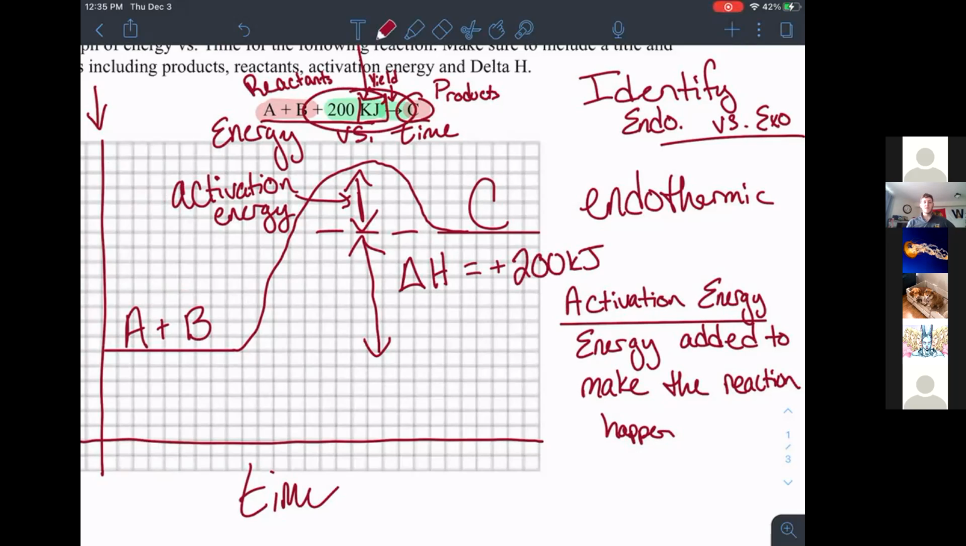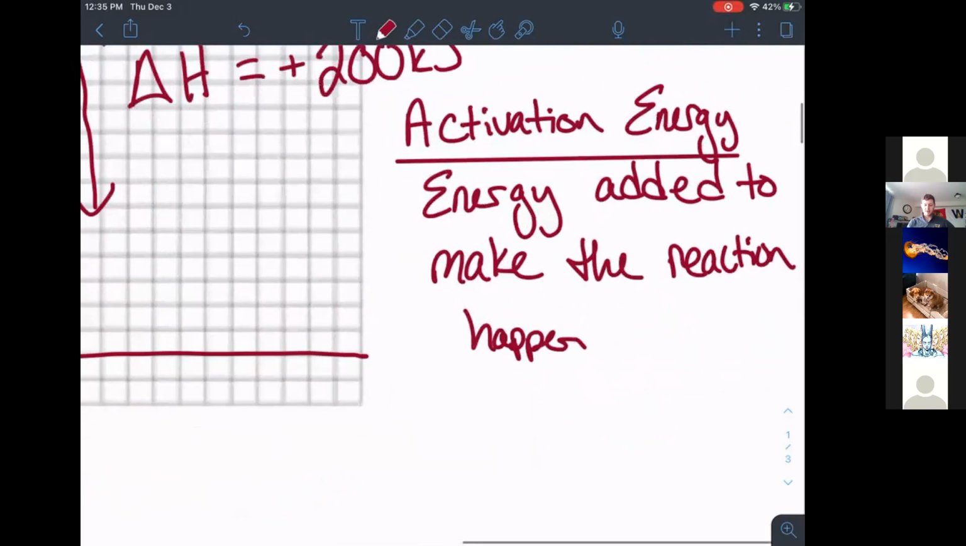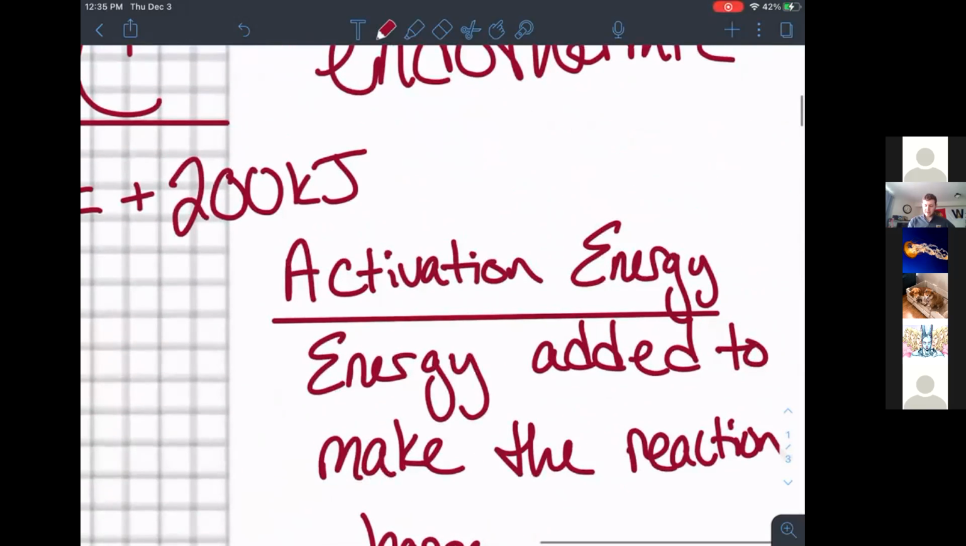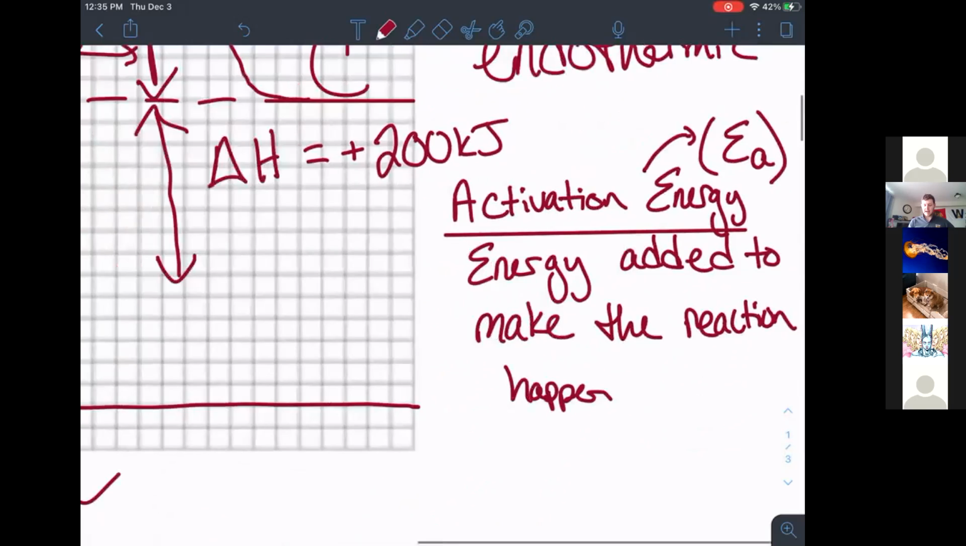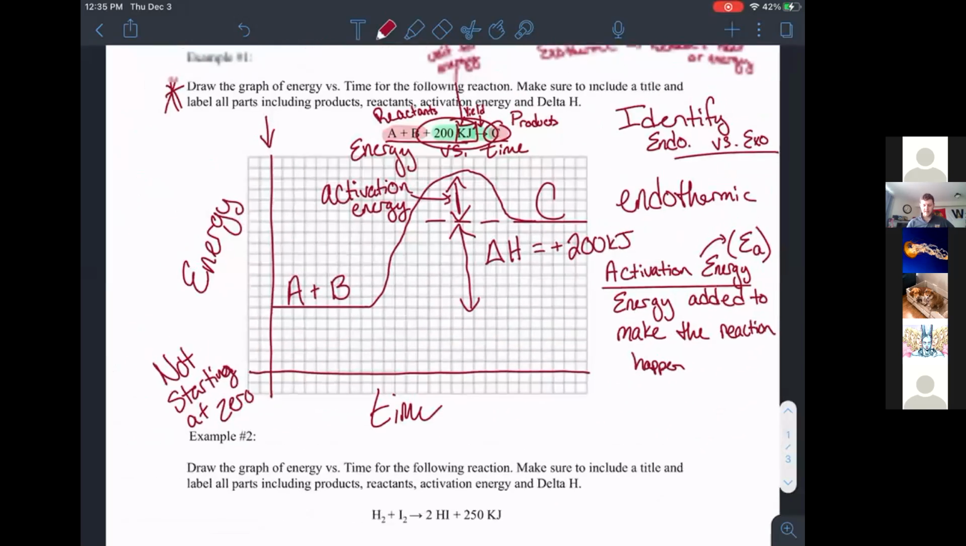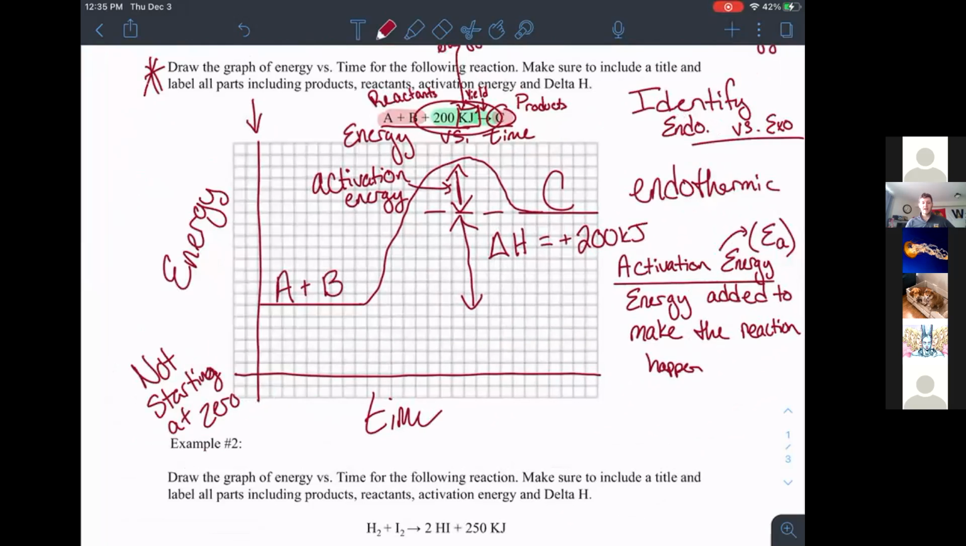You do have to label activation energy each time you draw these graphs. So if you want to label it with a shorthand, this is an option. You don't have to use it, but capital E with a little a as a subscript tells me that you're talking about the activation energy. So if you wanted to shorthand write it, it's EA for activation energy. Are there any questions on how to draw this graph?